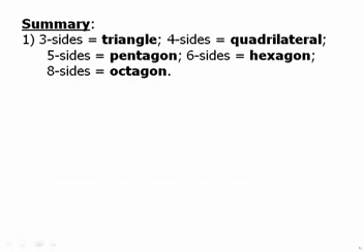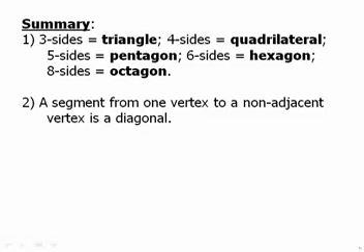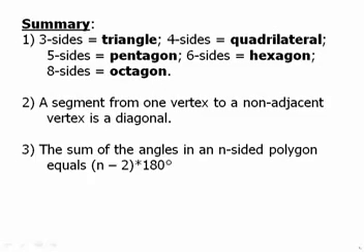In summary, a 3-sided polygon is called a triangle. A 4-sided polygon is called a quadrilateral. A 5-sided polygon is called a pentagon. A 6-sided one is called a hexagon. An 8-sided one is called an octagon. Those are words you need to know. A segment from one vertex to a non-adjacent vertex is a diagonal. And the sum of the angles in an n-sided polygon equals n minus 2 times 180.